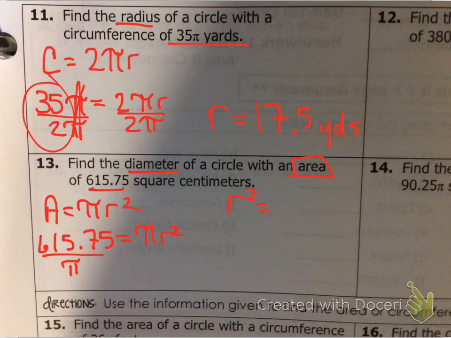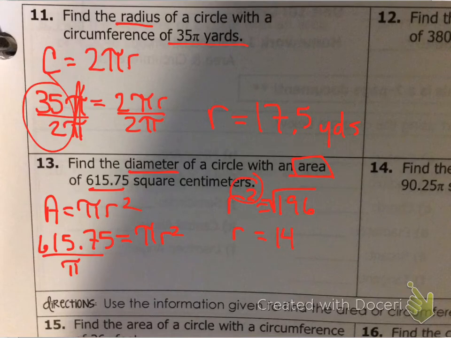When you divide by pi, you should get something that's fairly close. Let me see here, 615.75 divided by pi. In my case, I get something like 195.9999999. So I'm going to round that off to 196. Take the square root of that, because to get rid of a square, you have to take the square root. So I'm taking the square root, and you should get 14.